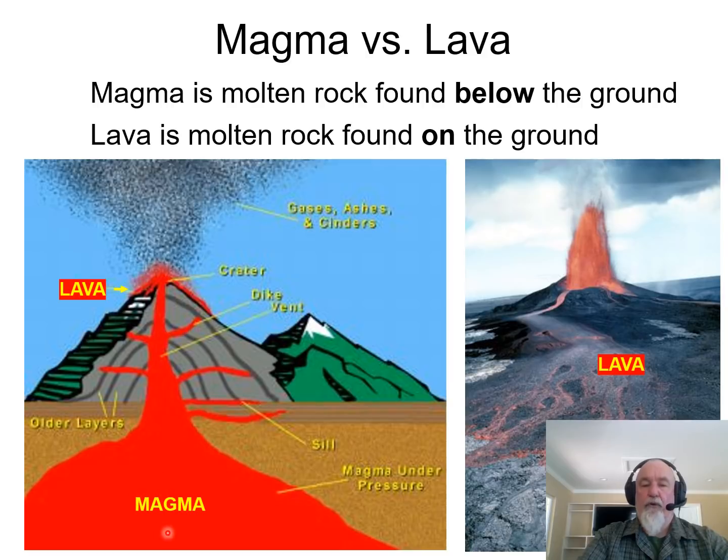Magma found below the surface of the earth, if it finds its way up to the surface and starts to flow on the surface of the earth, is now referred to as lava. Big difference. Magma, if it stays down here and starts to cool, is going to take a long time to cool because that energy, that heat has to make its way out through all those rocks here. But lava is going to cool a lot more quickly.